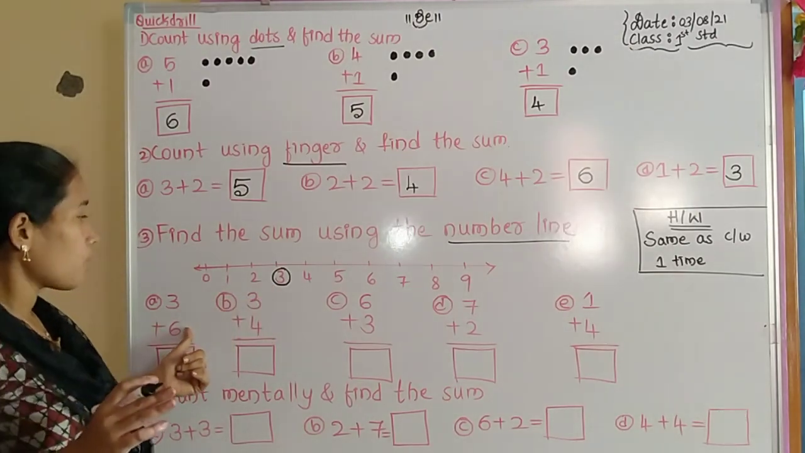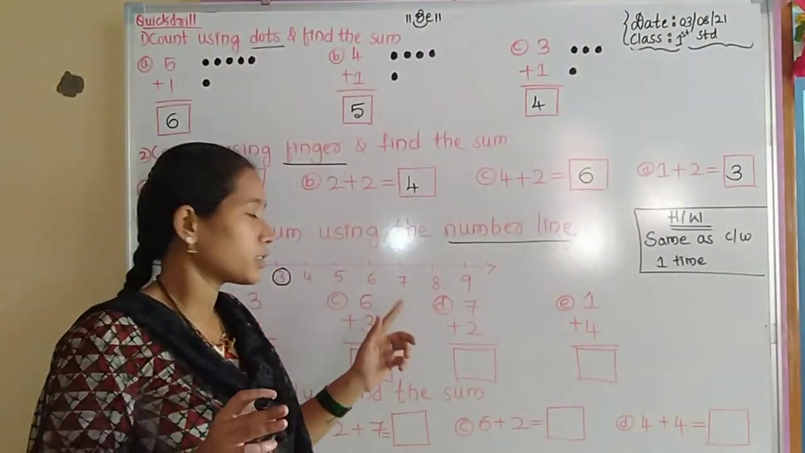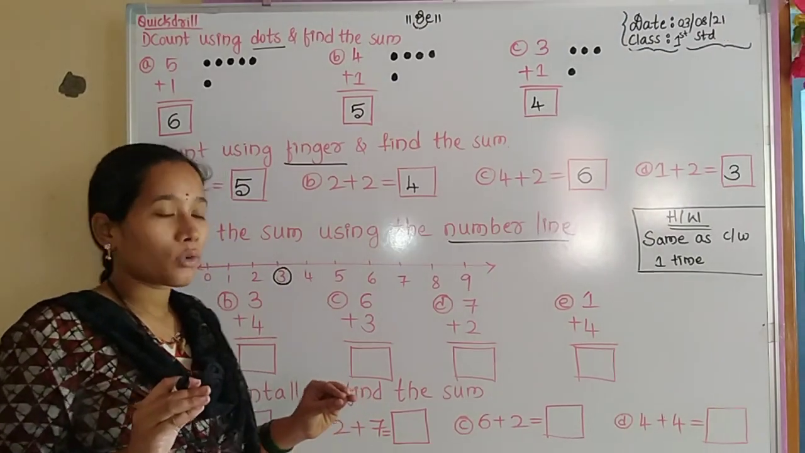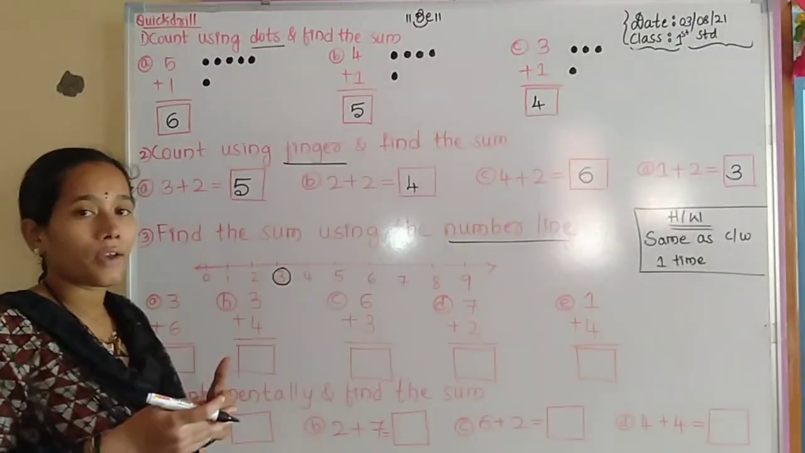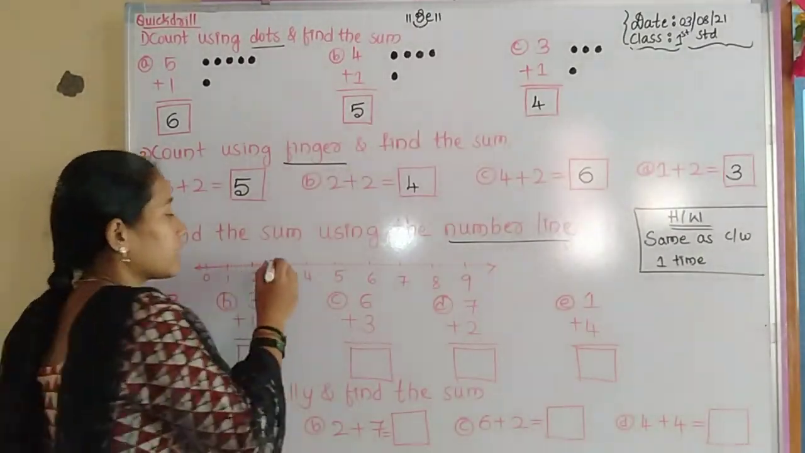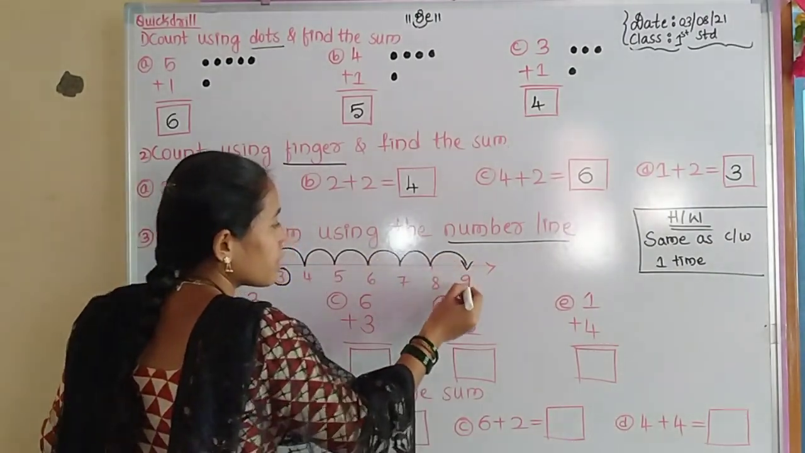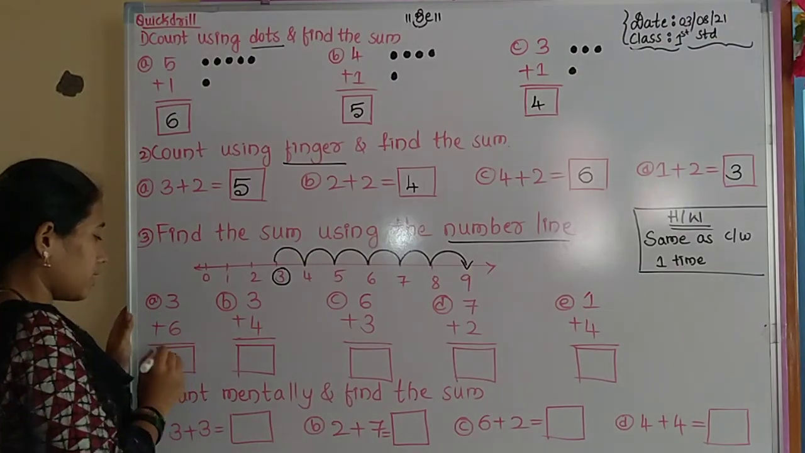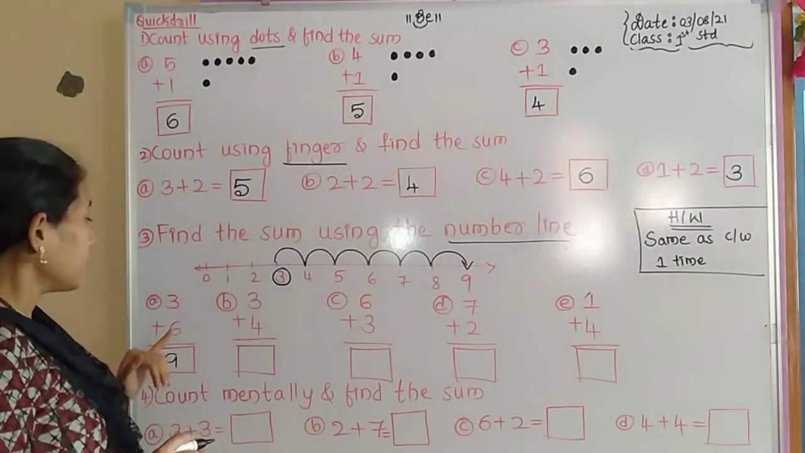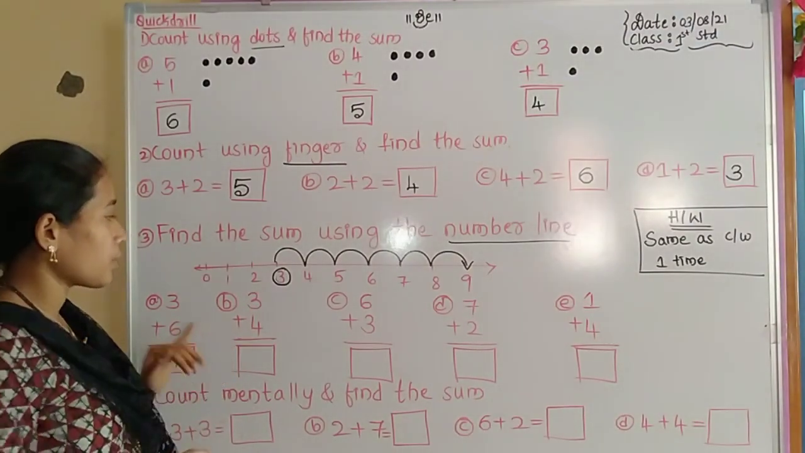Number line. Don't represent 6 on the number line. So it's not correct. Okay, we have to move 6 steps forward from the 3. See here, 1, 2, 3, 4, 5, 6. Here the answer is 9. Okay, one over. The next one, B. 3 plus 4 is there.